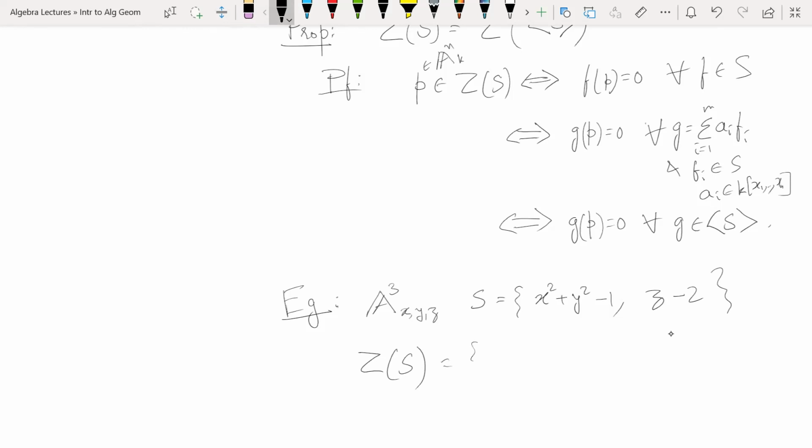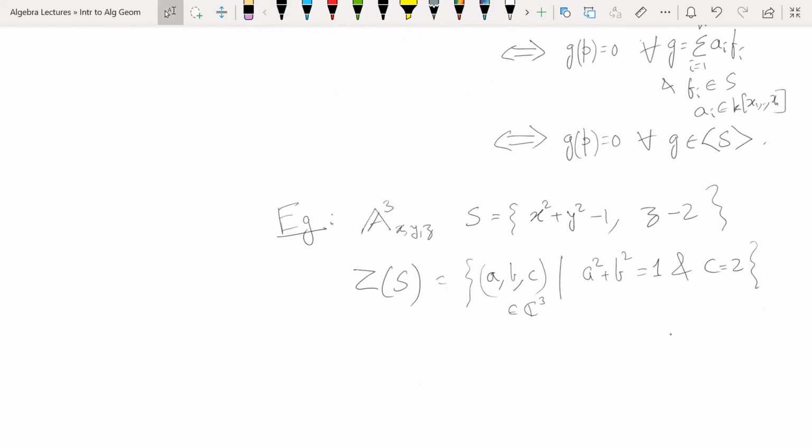So this is, and this is maybe (a, b, c) in C^3, let's say, such that a^2 + b^2 = 1 and c = 2. So you know what it will look like. If you pretend that instead of C you take the real picture, the definition works in any field, but just to picture it, if you look at the zero set of this thing, it's this guy, x, y, and z.